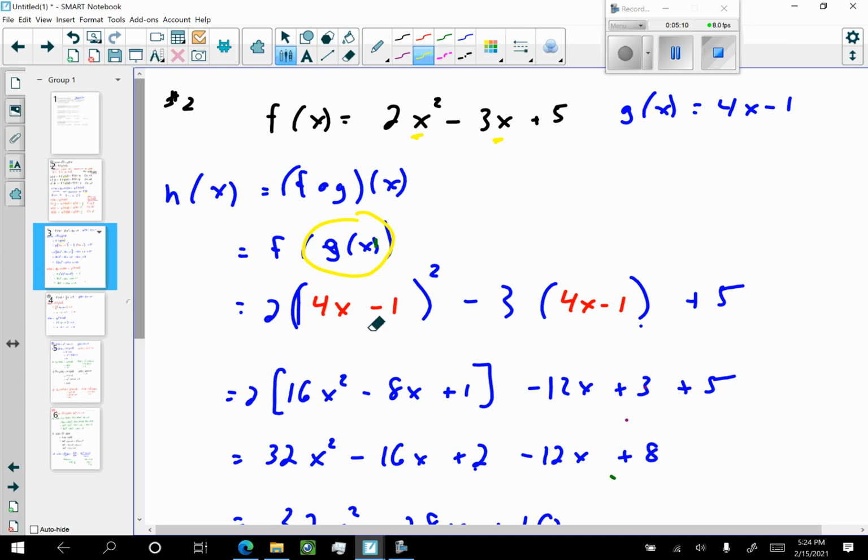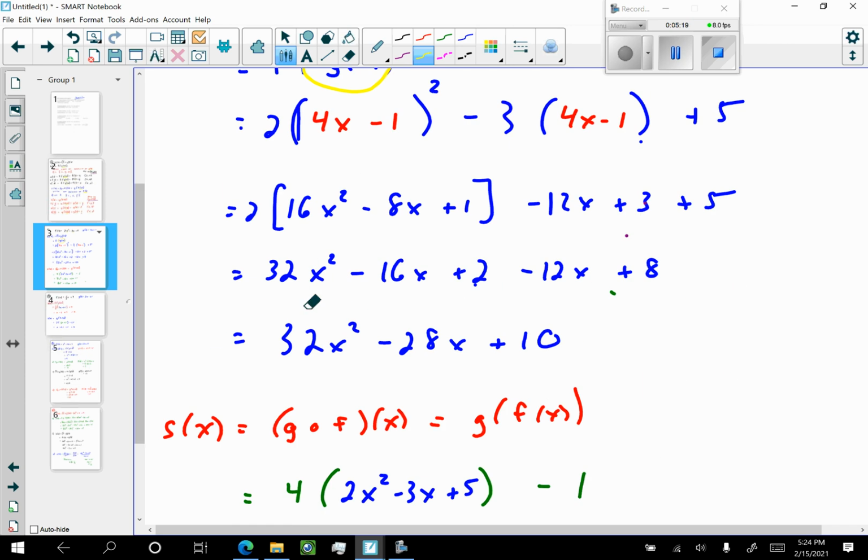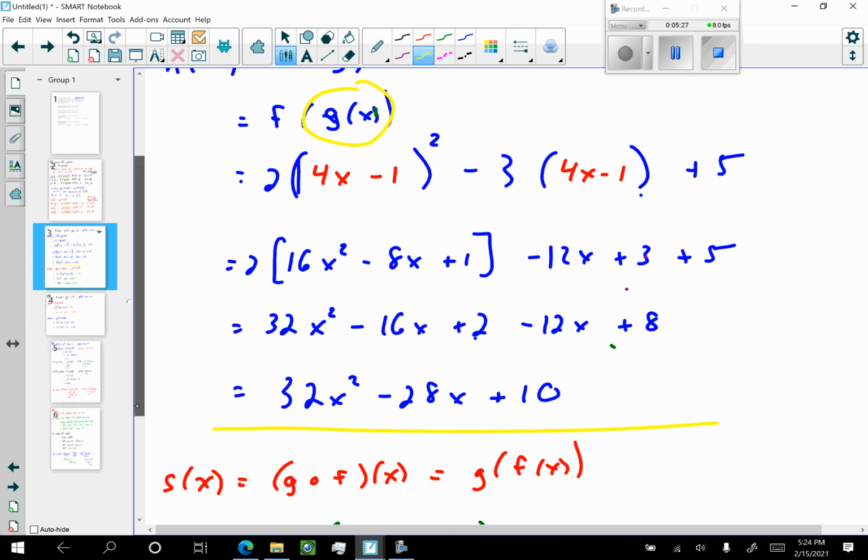Do the algebra. (4x minus 1) squared is going to be 16x squared minus 8x plus 1. Multiply by 2. Pause the video, write it down, follow along. Bam. That's h of x. That's the function f of g.